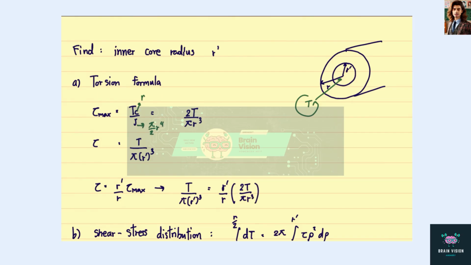So that makes R_i equal R over the fourth root of 2, and it is 0.841 times R. That is the answer from the torsion formula.